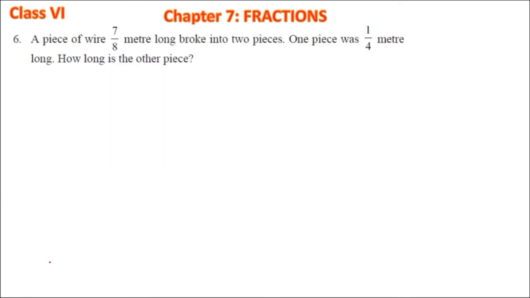Question number 6. A piece of wire 7 by 8 meter long broke into two pieces. One of the pieces is 1 by 4 meters. Find the length of the other. This 1 by 4 meter is one of the pieces. Another piece length, if you take it as x, together it is 7 by 8. So we need to find out the length of another piece. So 7 by 8 minus 1 by 4 will give the length of the other piece.